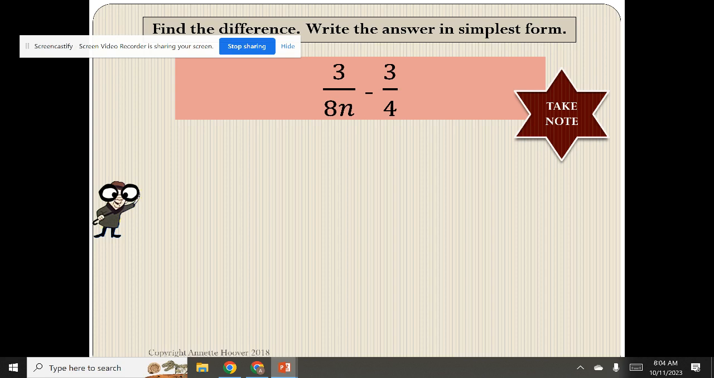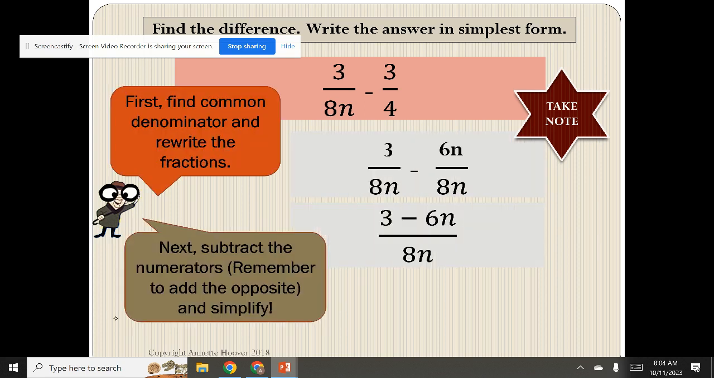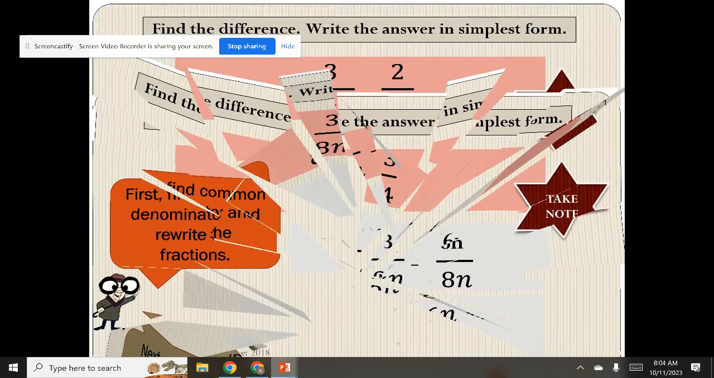So I have to also multiply the top times 2n. Notice the negative sign. So negative 3 times 2n would be a negative 6n. I cannot simplify that in any way, so you're actually finished right there. There's your 8n, and there's your final answer.